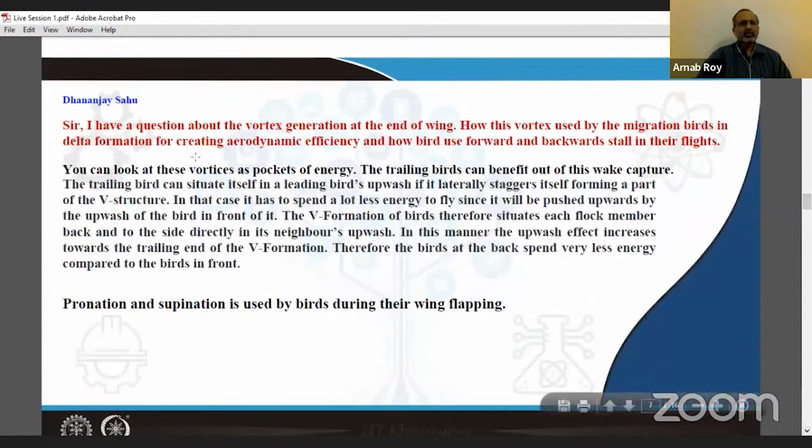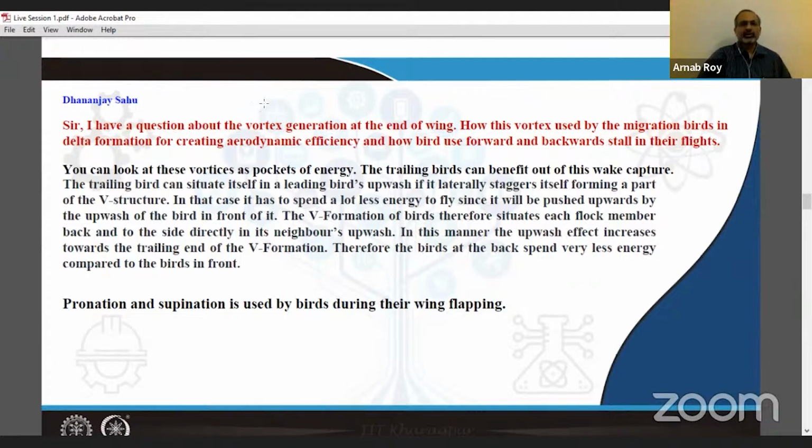Let's move on to the next question. This was a question about vortex generation at the end of wing, basically wing tips. How this vortex is used by migration birds in delta formation for creating aerodynamic efficiency, and how birds use forward and backward stall in their flights.